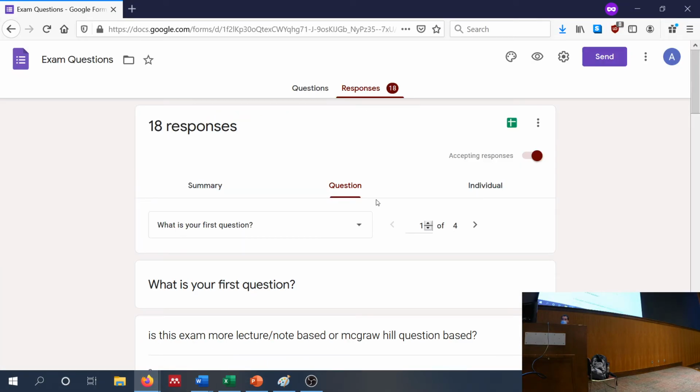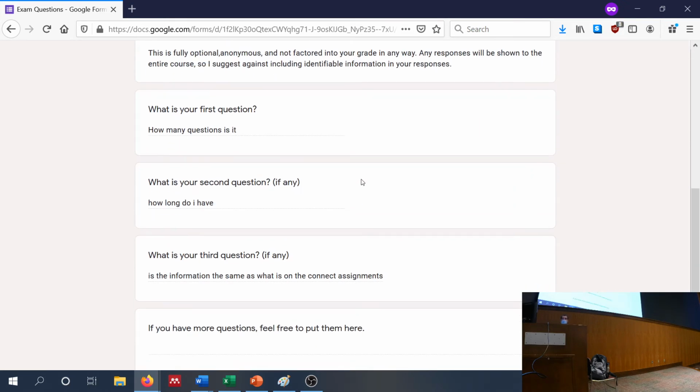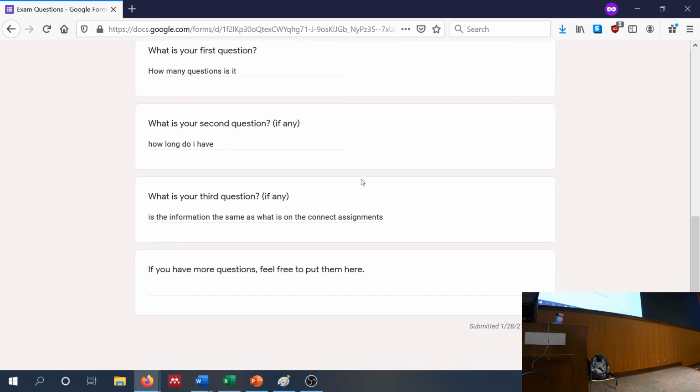All right, I'm just going to go through this response by response. How many questions? 56. How long? 75 minutes. So there will probably be some overlap with Connect. Like it says in the syllabus, 100% of the content on the exam can be answered from the lectures. Roughly 80% can be answered from the Wiley book.